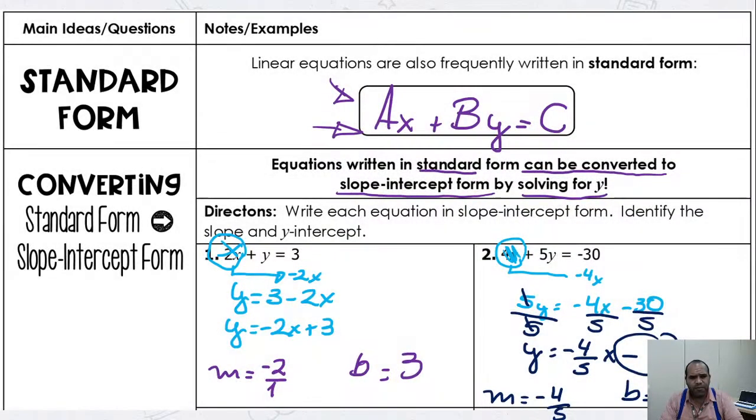It's pretty simple. And standard form, guys, standard form is another way you can find the slope-intercept form. What I have to do here is move the variables, and you need to solve for y. When you solve for y, you get a new equation, and that equation is the slope-intercept form. We know about this one.